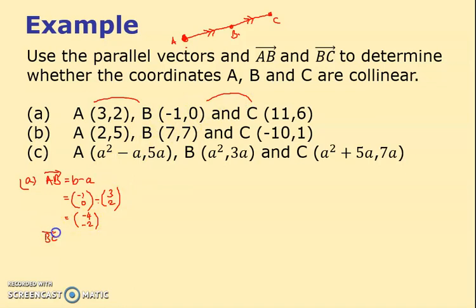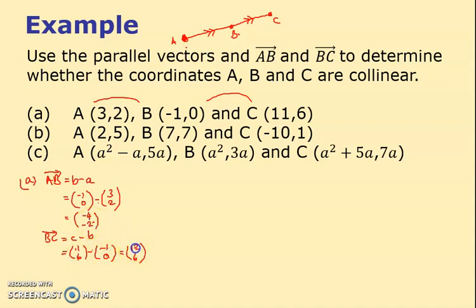B to C equals, now this will be C minus B, which is (11, 6) minus (-1, 0), and that equals, what's that, 11 minus, that's 12, 6, 0 is 6.